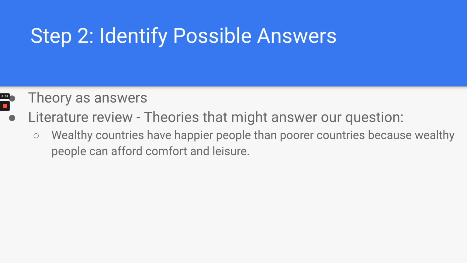And these answers are going to look a little different than last time. So, previous literature might have told us not only the theory that wealthy countries have happier people than poorer countries, but that the reason for this is because wealthy people can afford the kinds of creature comforts and leisure time and activities that make people happy.